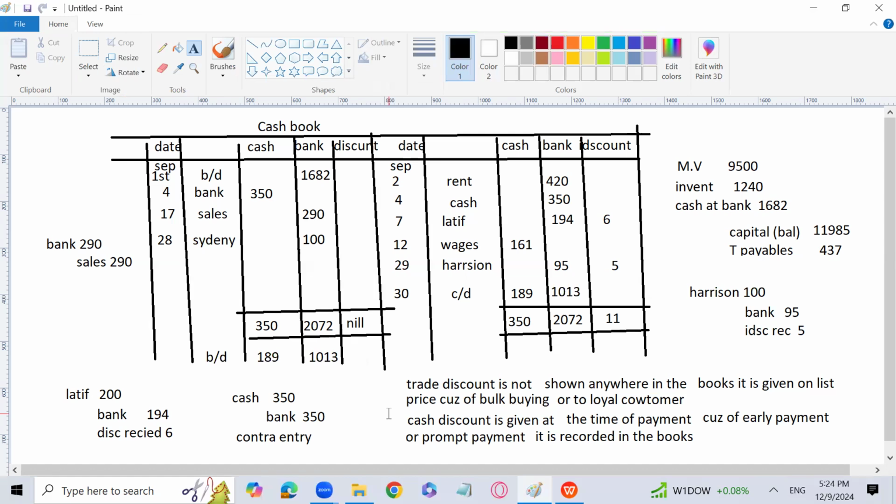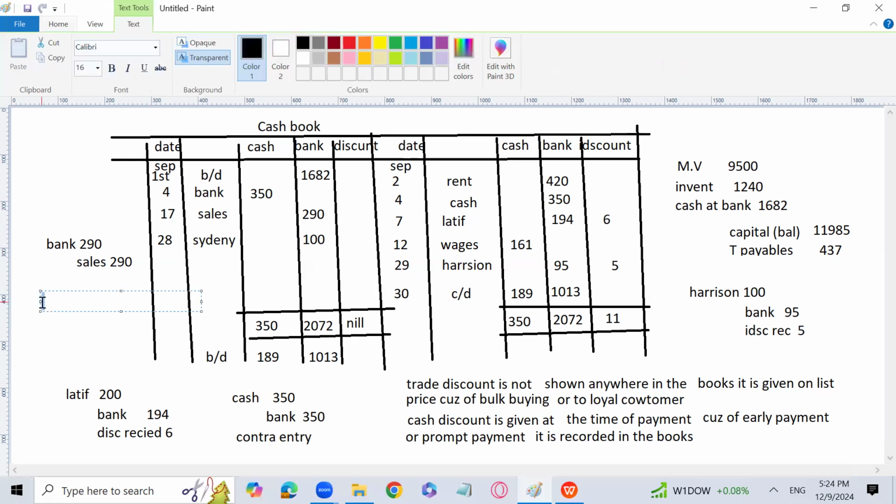If you have any question, you can ask me any problem. It's quite easy. In this question, we were not having any entry regarding discount allowed. But if it would have been there, the entry will be bank debit, discount allowed debit, right? And trade receivable is going to be credit. I don't know the name, but the name would have been given. Then we'll pass the entry.